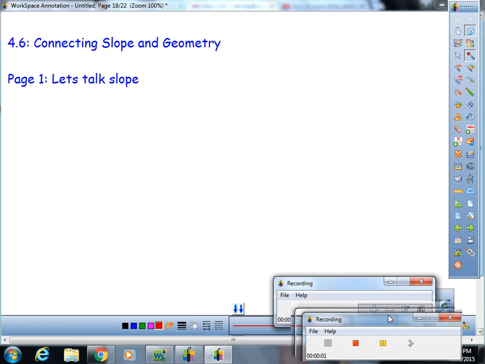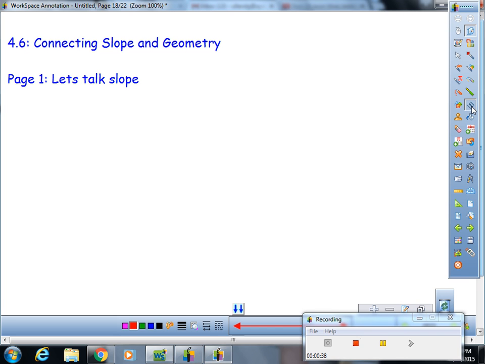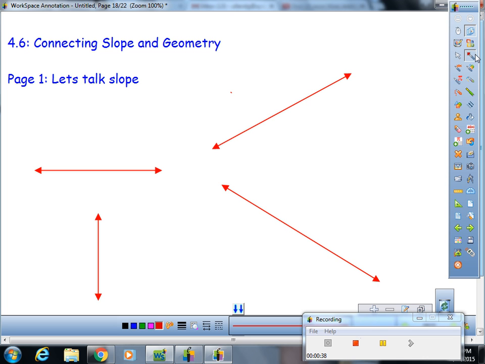All right. Our final section in Chapter 4, this is Chapter 4-6. The title is Slope, but what we're really trying to do is connect slope with geometry. So slope was a critical part of your class last year. So let's look at 4 different examples, okay?